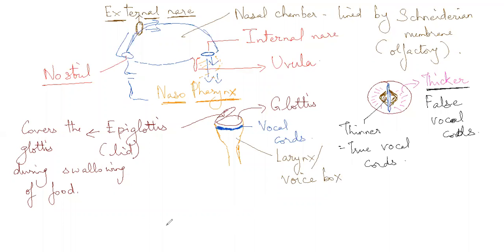Then this tube, the windpipe, enters into the chest cavity from the throat region, and it divides. This windpipe is the trachea.